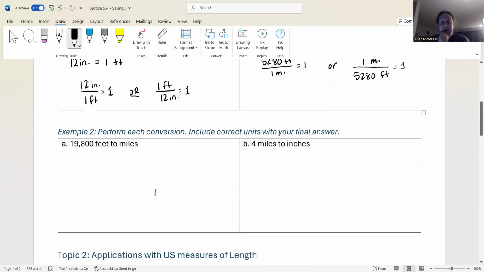All right, now for example 2, we want to do an actual conversion. So we're going to take this idea of unit fractions and we're going to do the actual converting. Okay, so for example 2, it says perform each conversion, include correct units with your final answer.